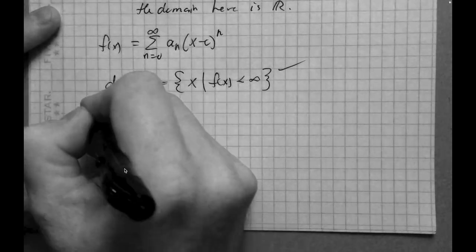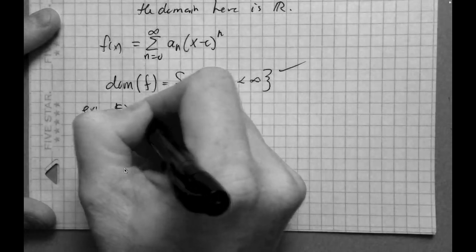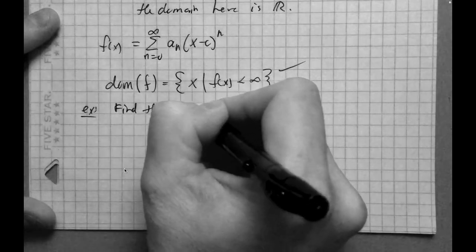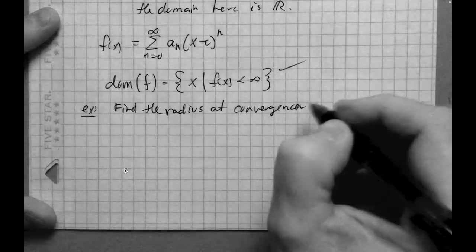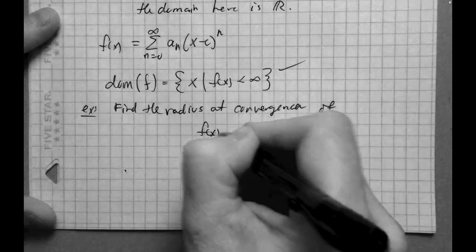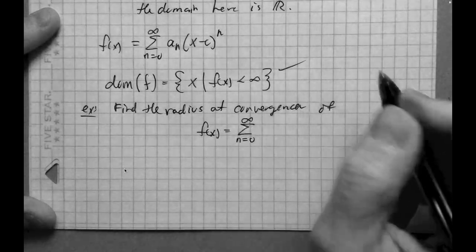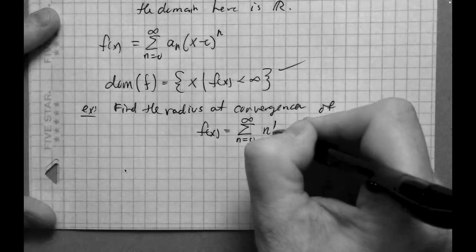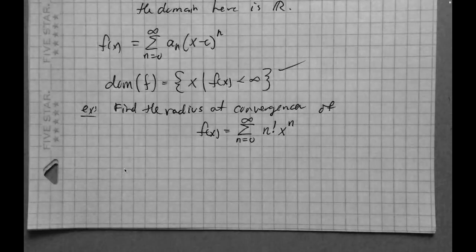And so let's do an example where we try to find the radius of convergence. So let's find the radius of convergence of the following. So f of x equals the sum from n equals 0 to infinity of n factorial times x to the n. So this is a power series centered at 0. Okay, and so let's take a look at what happened.